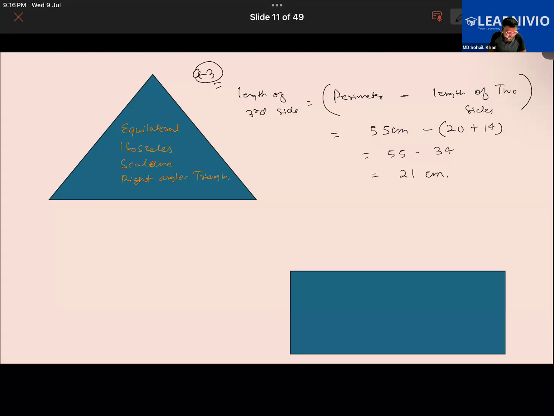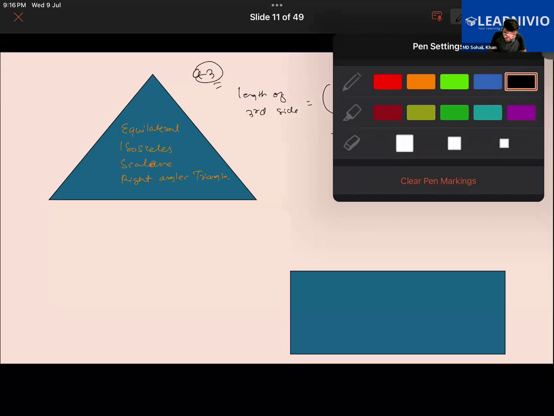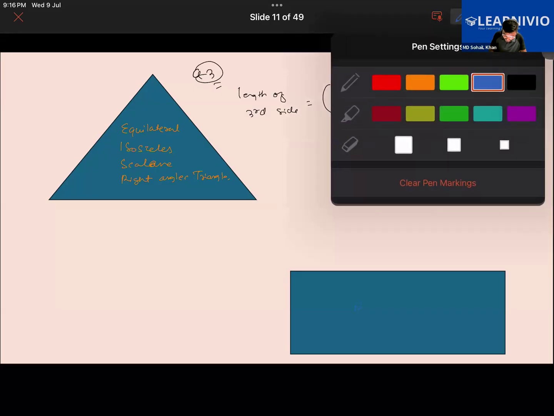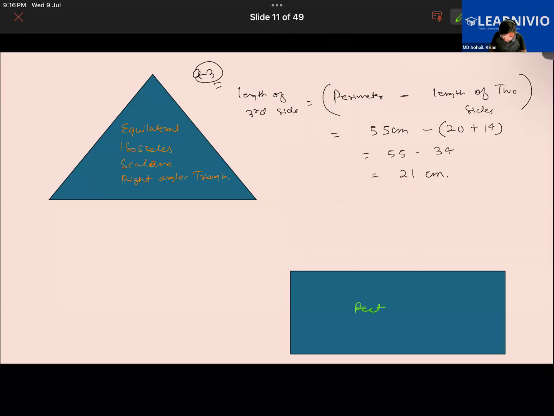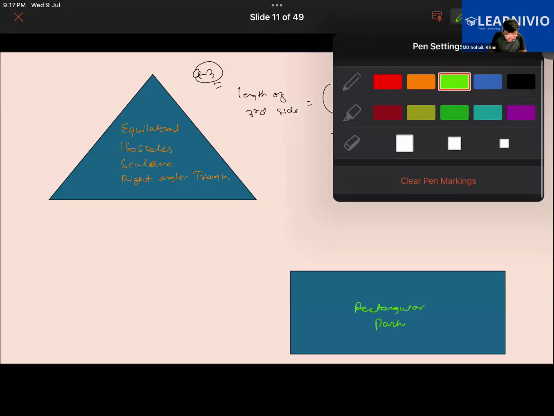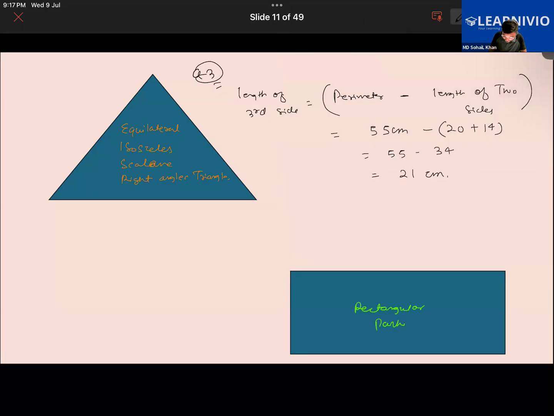The fourth question says, what would be the cost of fencing a rectangular park whose length is 150 meters and breadth is 120 meters? There's a rectangular park. As per the question, the length is mentioned as 150 meters and the breadth as 120 meters. So what will be the cost of making a fence around this rectangular park, if the cost of fencing 1 meter is rupees 40?